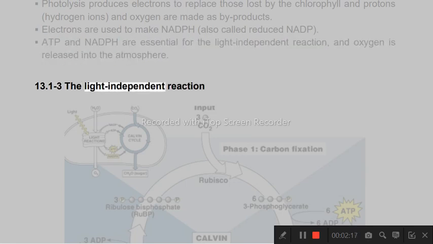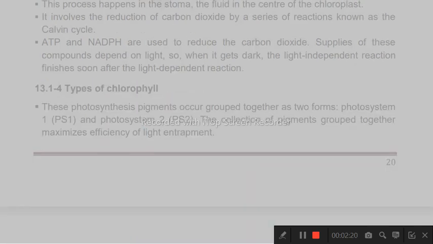13.1:3 The light-independent reaction. This process happens in the stroma, the fluid in the center of the chloroplast. It involves the reduction of carbon dioxide by a series of reactions known as the Calvin cycle. ATP and NADPH are used to reduce the carbon dioxide. Supplies of these compounds depend on light, so when it gets dark, the light-independent reaction finishes soon after the light-dependent reaction.